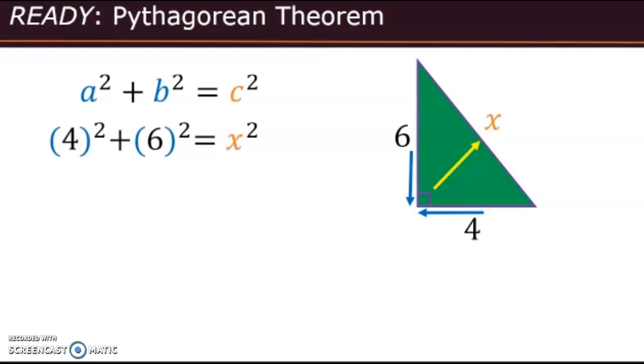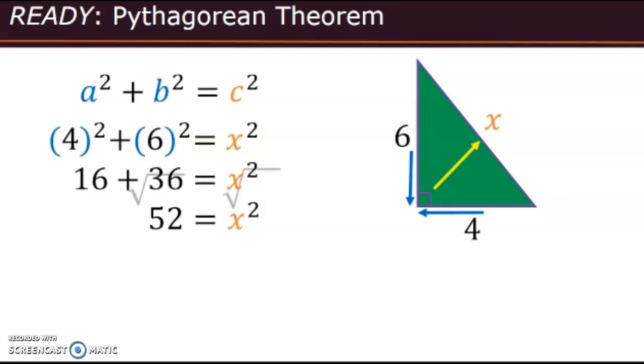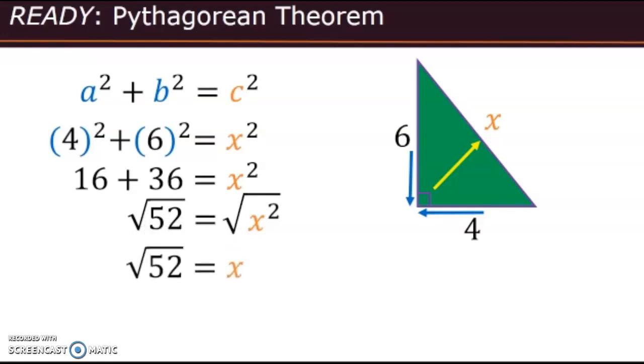Next, we simplify the equation and solve for x. 16 plus 36 equals x squared, so 52 equals x squared. To get x alone, we need to undo the squaring of x using the inverse operation. Recall that taking the square root is the inverse operation of squaring. Thus, taking the square root of both sides of the equation gives us the square root of 52 equals the square root of x squared, which simplifies to the square root of 52 equals x. So the square root of 52 is the length of the missing side.